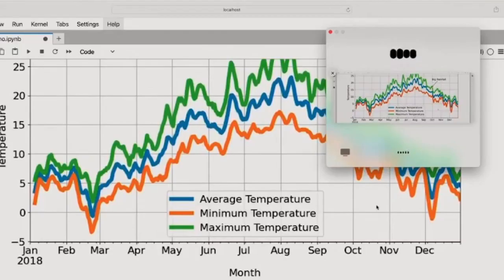The plot displays smoothed average, minimum, and maximum temperatures throughout 2018, with a notable annotation marking a big rainfall event in late September. Hey, ChatGPT, how are you?